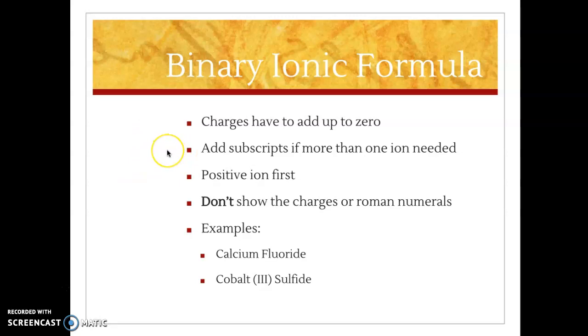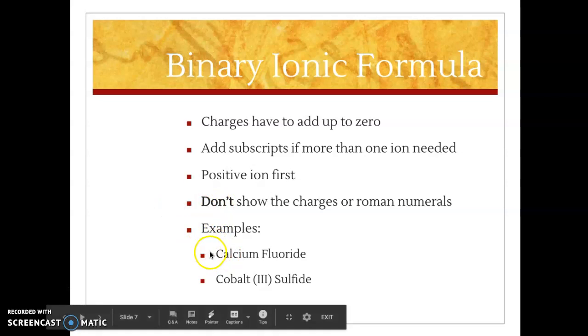If we need more than one of a particular ion to cancel out the charge, then we show that with a subscript, like the 2 in H2O. That's going to show how many of each ion we have. When you write out the formula, we always write the positive ion first, and the negative ion goes second. A couple things don't show up in these formulas: you don't show the charges of the ions, and you don't show any Roman numerals. The only numbers that show up are the subscripts, which show the number of each ion.